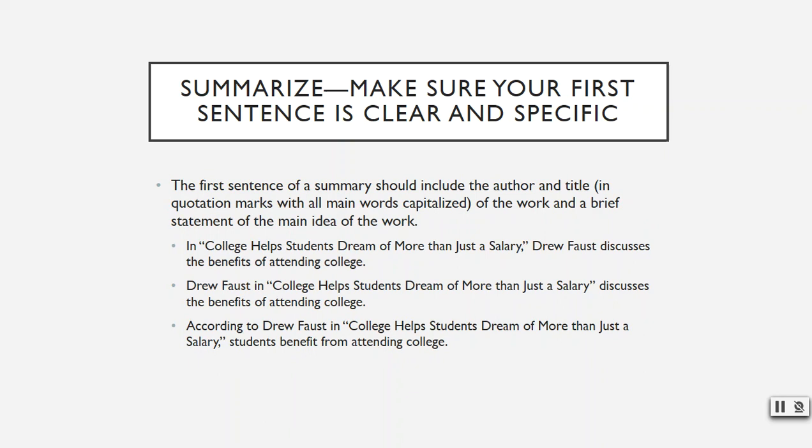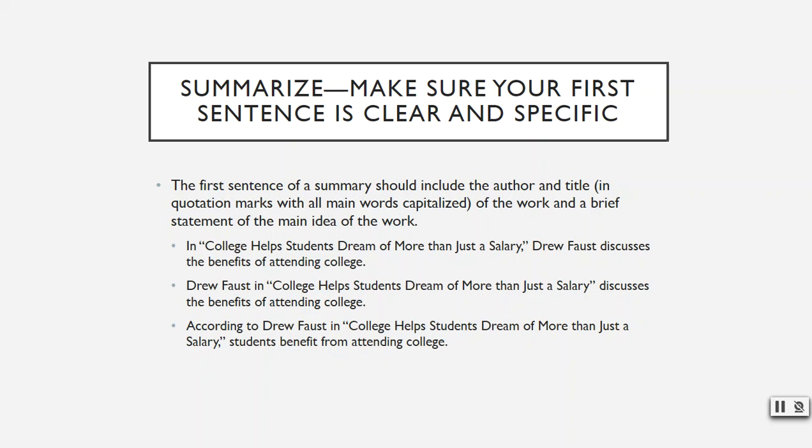And in your summary, you need to make sure that your first sentence is clear and specific. The first sentence of a summary follows a specific pattern. It must include the author and the title of the article and a brief statement of the main idea of a work. Now, I'm going to give you some examples here.